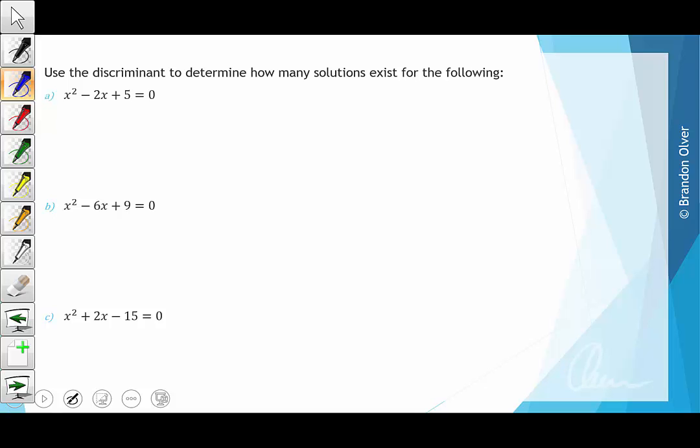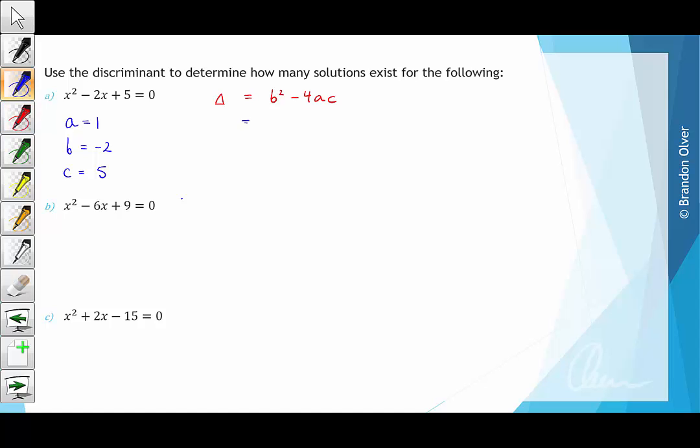In this video, we'll be using the discriminant to determine how many solutions exist for the following equations. For the first equation, we have x squared minus 2x plus 5 equals 0. And this is already in the form of ax squared plus bx plus c equals 0. So we can just read off that a is equal to 1, which is the coefficient of x squared. b is equal to minus 2, which is the coefficient of x, and c is equal to positive 5, which is the constant term.